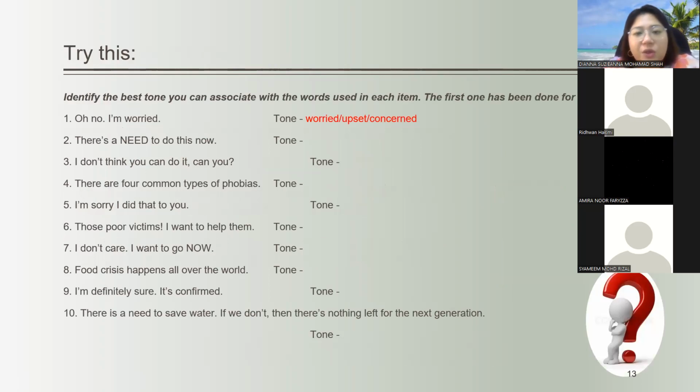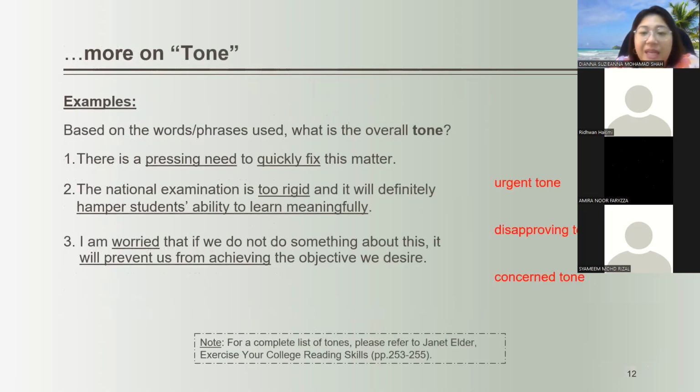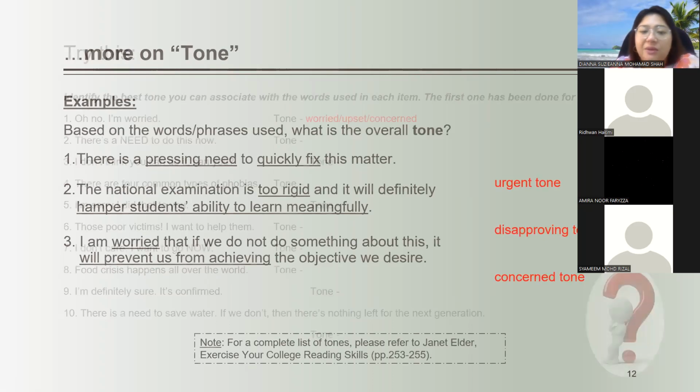Okay, so this is going to be some of the exercises. Identify the best tone you can associate with the words used in each item. The first one has been done for you. So, oh no, I'm worried. The tone is worried, upset, concerned because of the word worried. Okay, there is a need to do this now. I believe that the tone is, go back to the one that we have learned just now, urgent tone because of the word need.